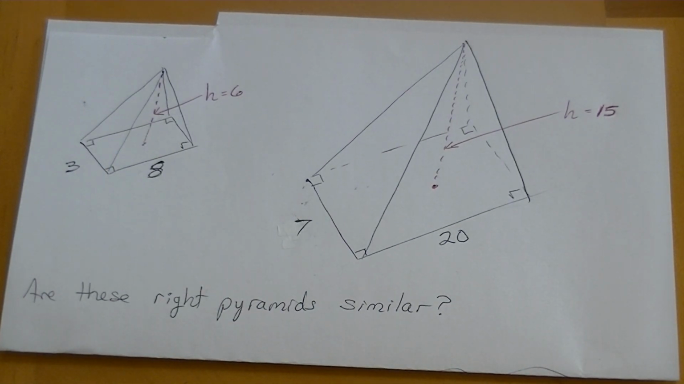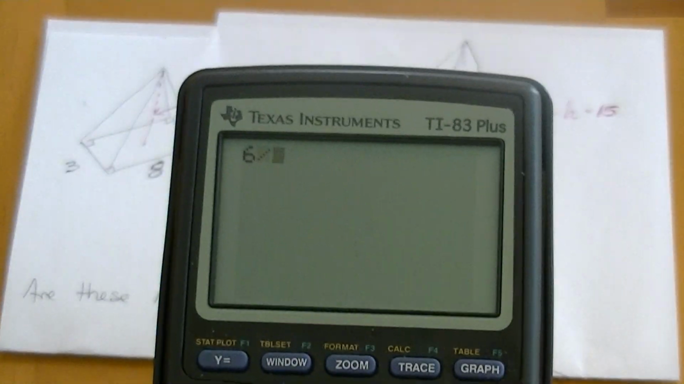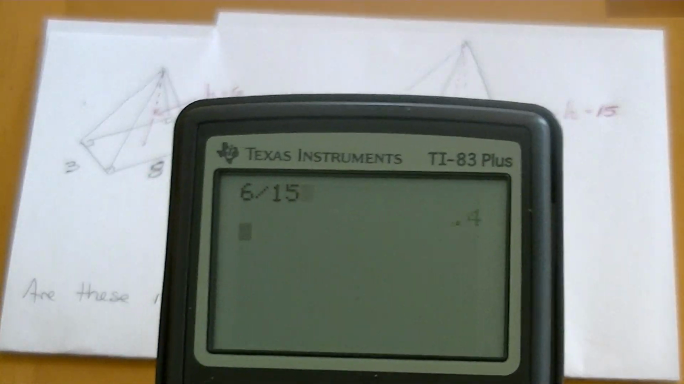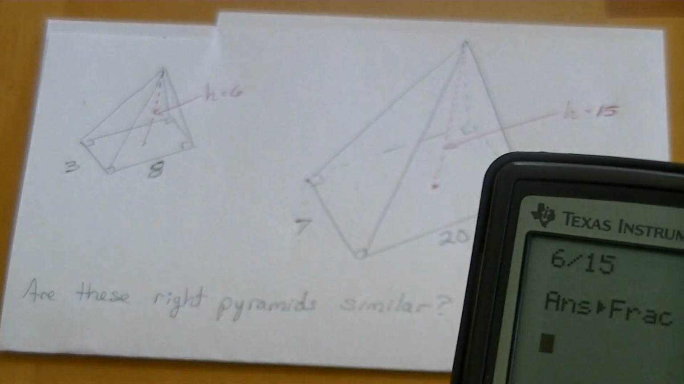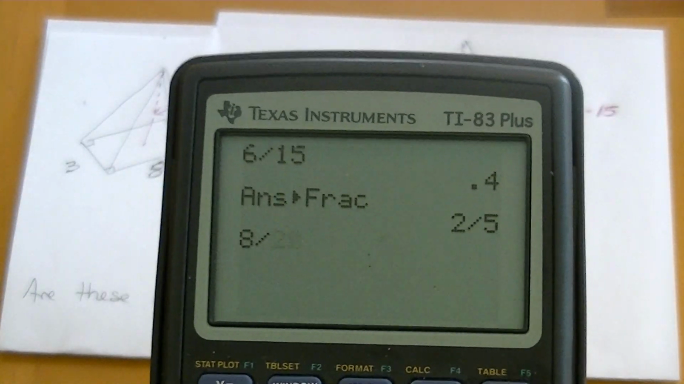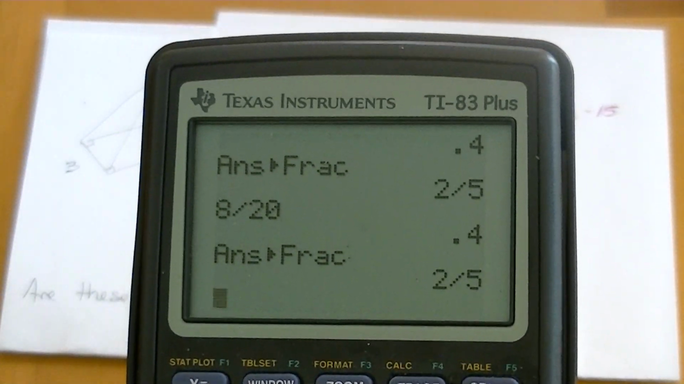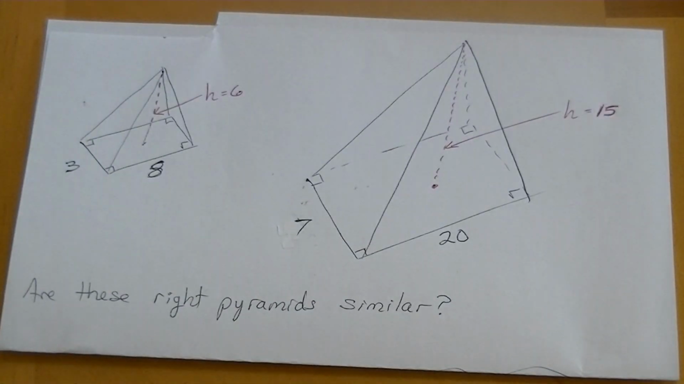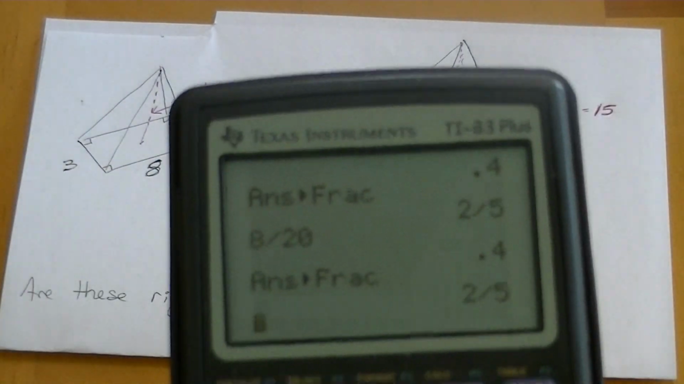So are they similar? Well, we'd have to check our ratios. So let's see, the heights are 6 and 15. So 6 to 15 is 2 to 5 when we simplify it. 8 over 20, if you simplify that fraction, that's 2 to 5. What's left? Oh, this length compared to that one.